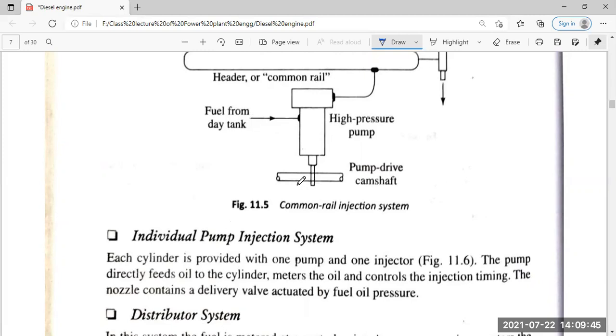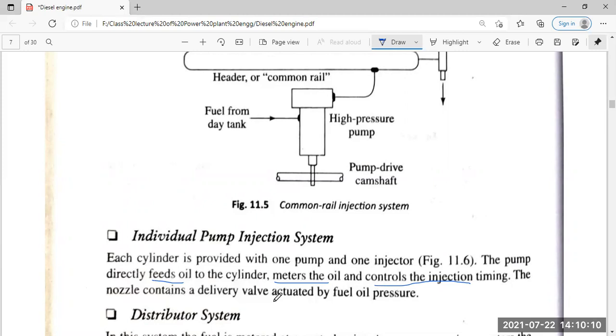The pump directly feeds the oil to the cylinder, meters the oil, and controls the injection timing. The pump itself feeds the oil, meters the oil, meaning the amount of oil flowing through, and controls the injection timing. The nozzle always contains a delivery valve actuated by fuel oil pressure.